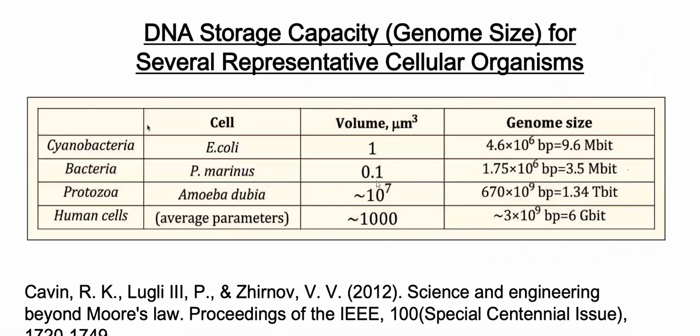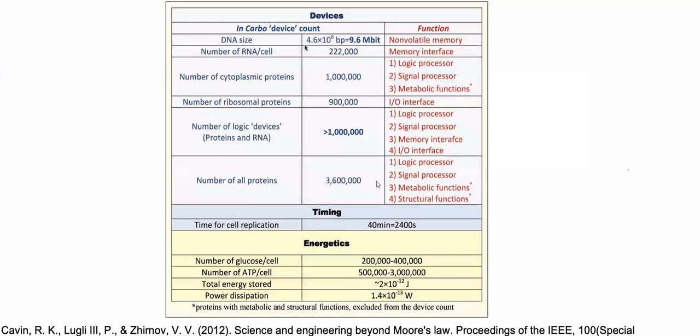And if you look, for example, let's compare bacteria, E. coli, or this marinus, or protozoa, amoeba, or human cells. This is the volume. And the genome size, our genome is about 6 gigabit, and the bacteria is about 9.6 megabit. Let's make this calculation, and let's compare our devices.